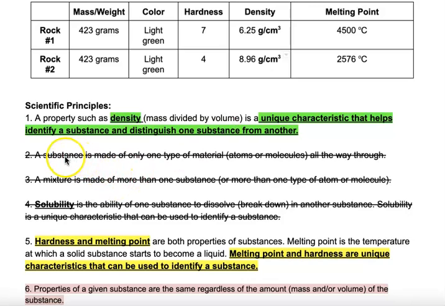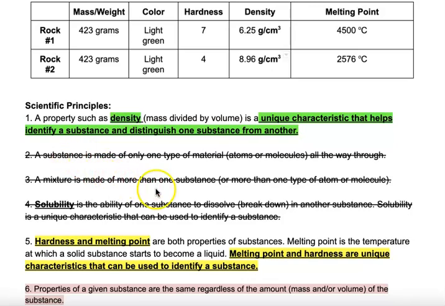But let's move on. A substance is made up of only one type of material, atoms or molecules, all the way through. Well, that's true. This is true. It's not false. But this has nothing to do with the substance. We're talking about mass, color, hardness, density, melting point. We don't have the formulas for these. We don't have their chemical makeup. So substance really does not matter here at all.